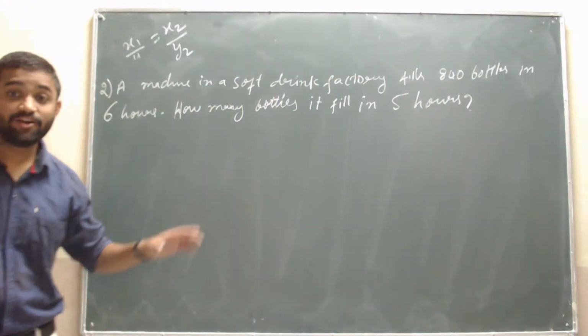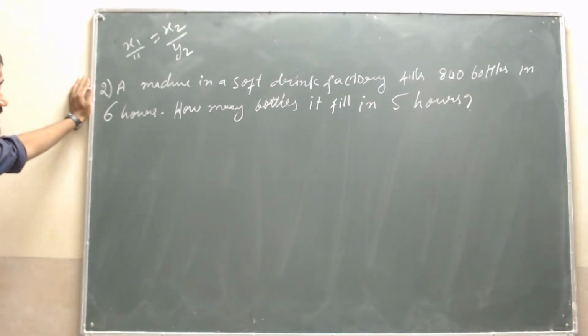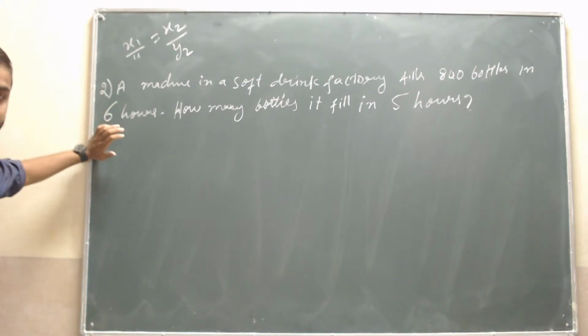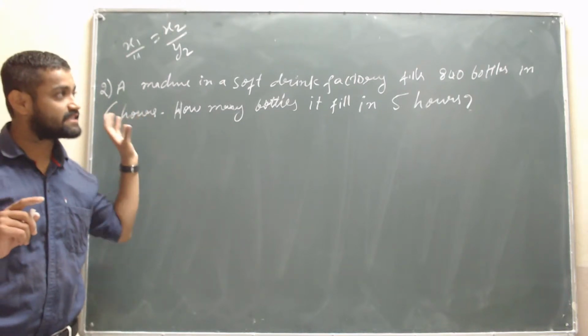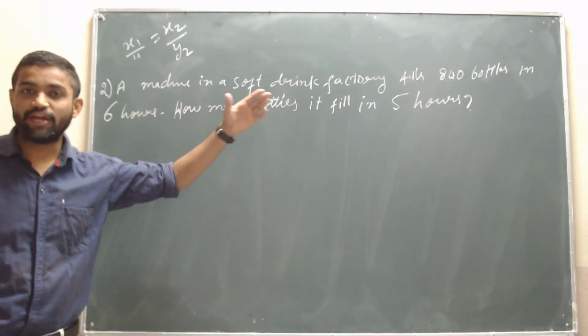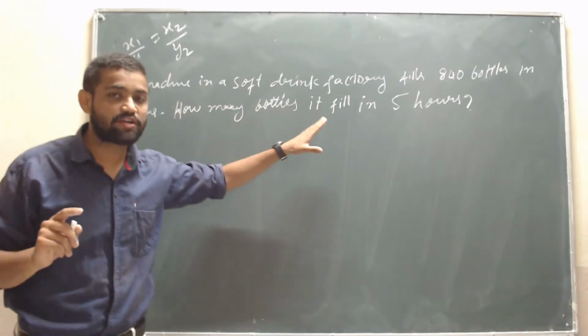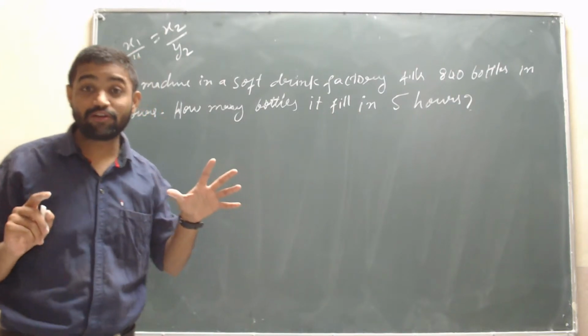Students, concentrate here. What do we have to find out here, students? See, a machine in a soft drink factory fills 840 bottles in 6 hours. It fills a soft drink in 6 hours. How many bottles will it fill? 840 bottles. Now he is asking how many bottles will it fill in 5 hours? Calculate. How will we calculate, students?